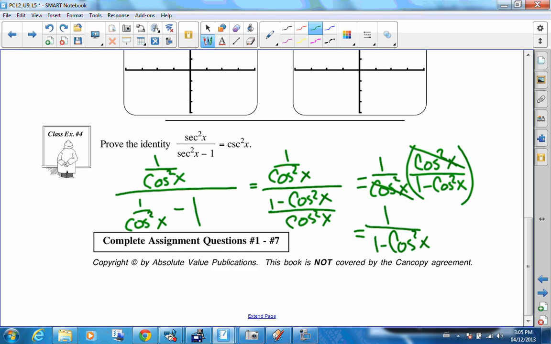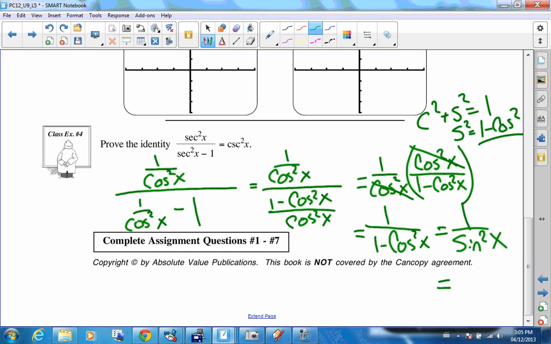And then because cos squared plus sine squared equals 1, I can say sine squared equals 1 minus cos squared. So this becomes 1 over sine squared, which is the same as cosecant squared of x. Ba-bam.